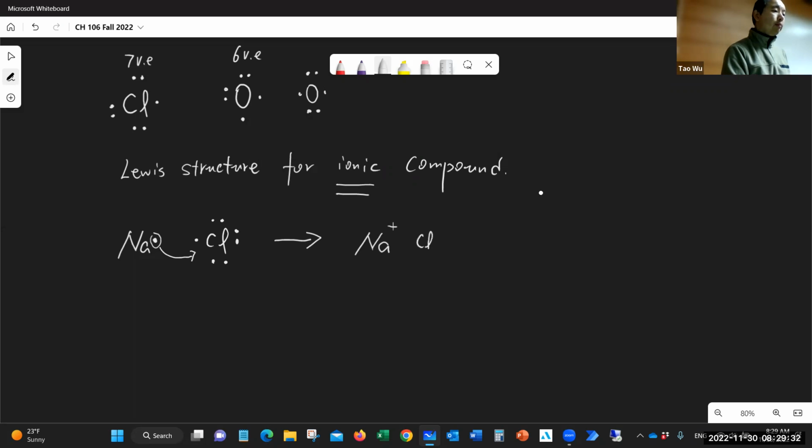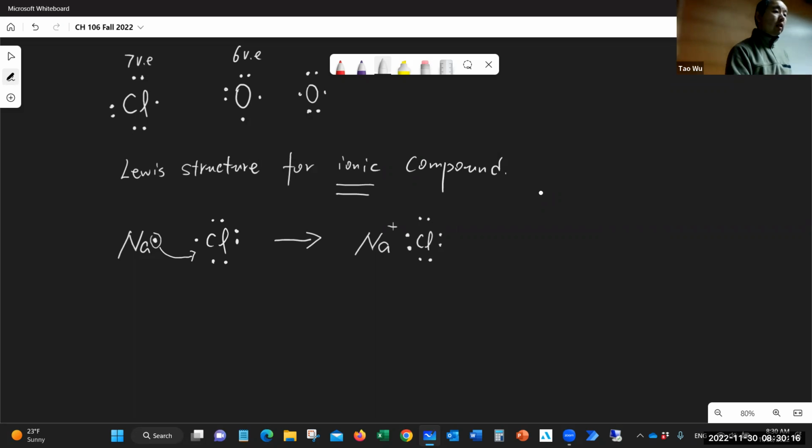But for the chlorine, originally on the outside they have 7 dots. But since they gain 1 dot coming from the sodium, they now have 8 dots. In this case, they have 1 negative charge. Originally, they have 7 dots and a 0 charge, and they gain 1 electron, so they become 1 negative charge. And this is actually a perfect couple, because sodium would like to lose 1 electron, and the chlorine would like to gain an electron.